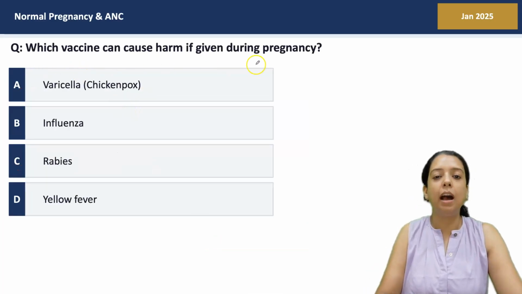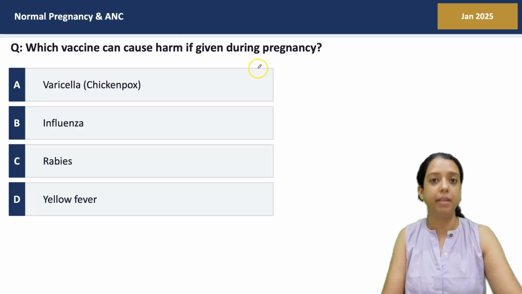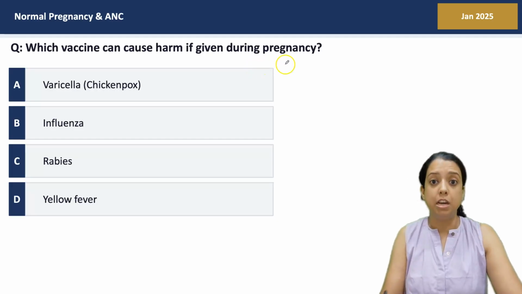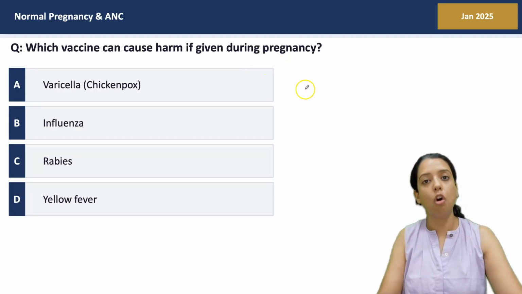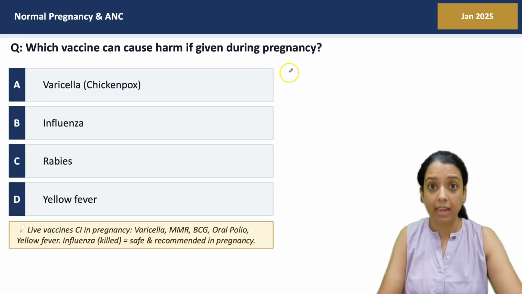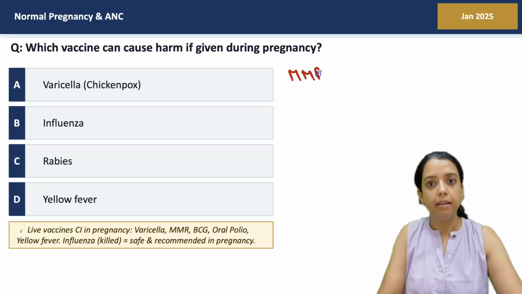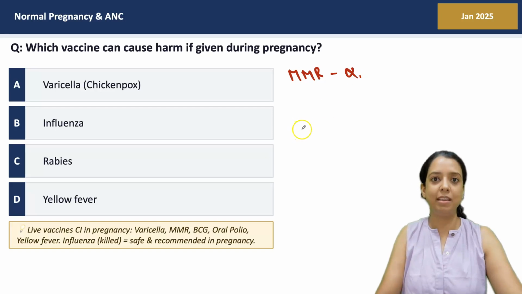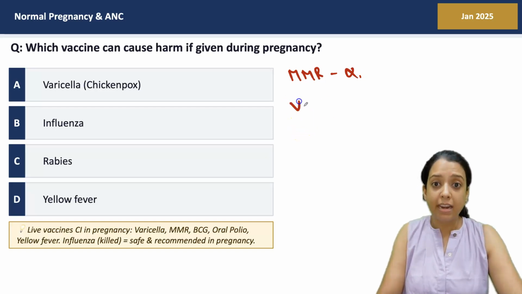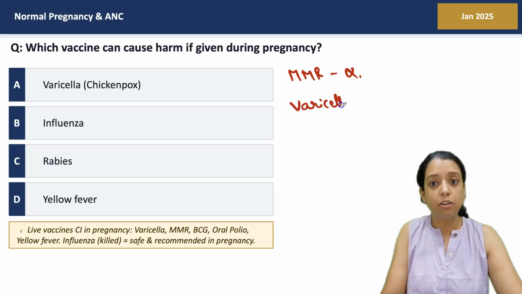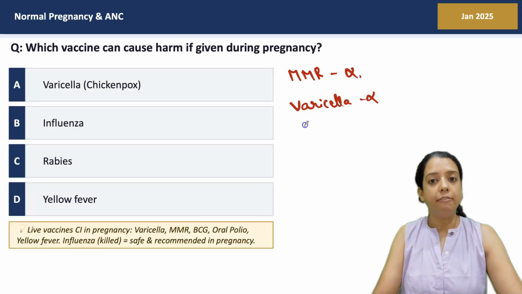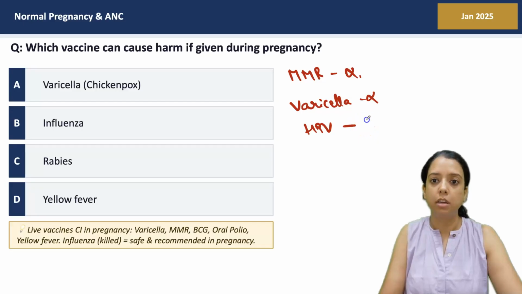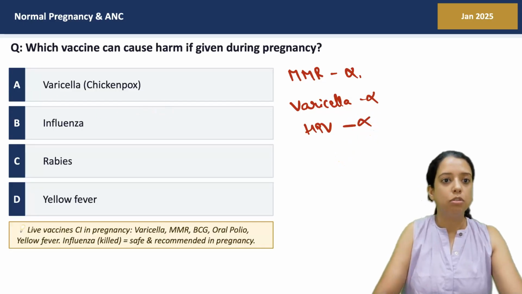Which vaccine can harm if it is given during the pregnancy? Remember, live vaccines are not given in pregnancy. Live vaccines like MMR are not given in pregnancy. Then varicella, it is a live vaccine, not given in pregnancy. One vaccine, it is not live, but we don't have enough research, so it is not given in pregnancy. So varicella is a live vaccine.